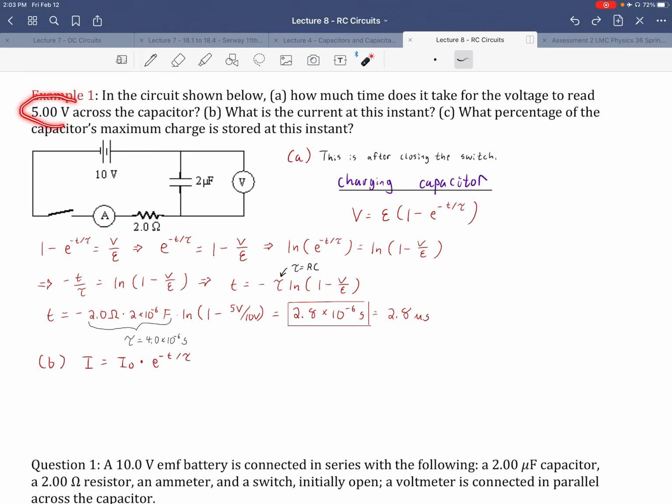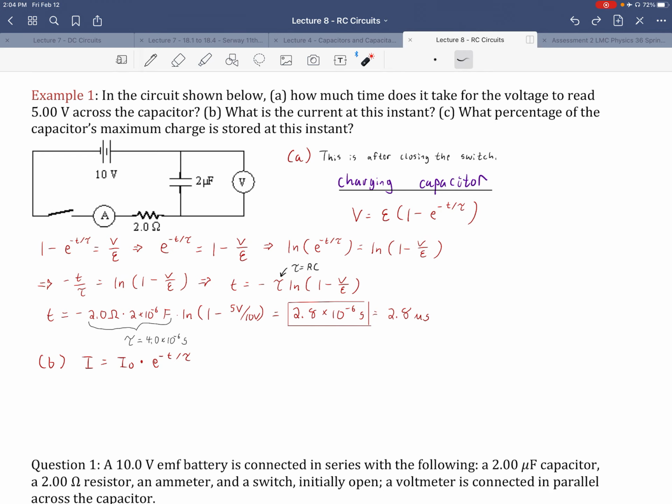Well, here we have 5 volts. That's half the maximum voltage it can hold for this particular circuit. So in other words, the capacitor at this point is not quite 63% charged, it's 50% charged, because it's half the way there. And indeed, we see that this number is a little bit less than the time constant. So numerically, it makes sense.